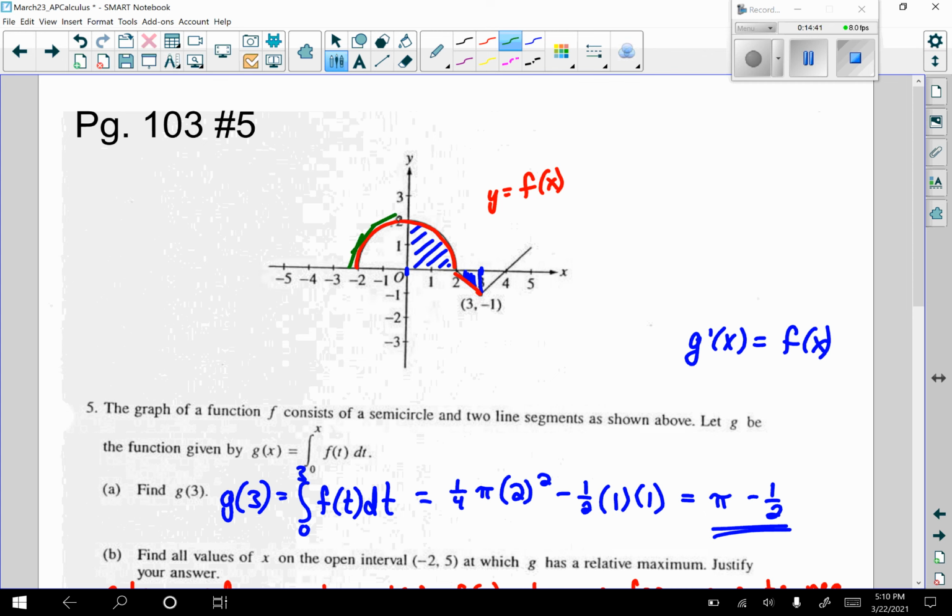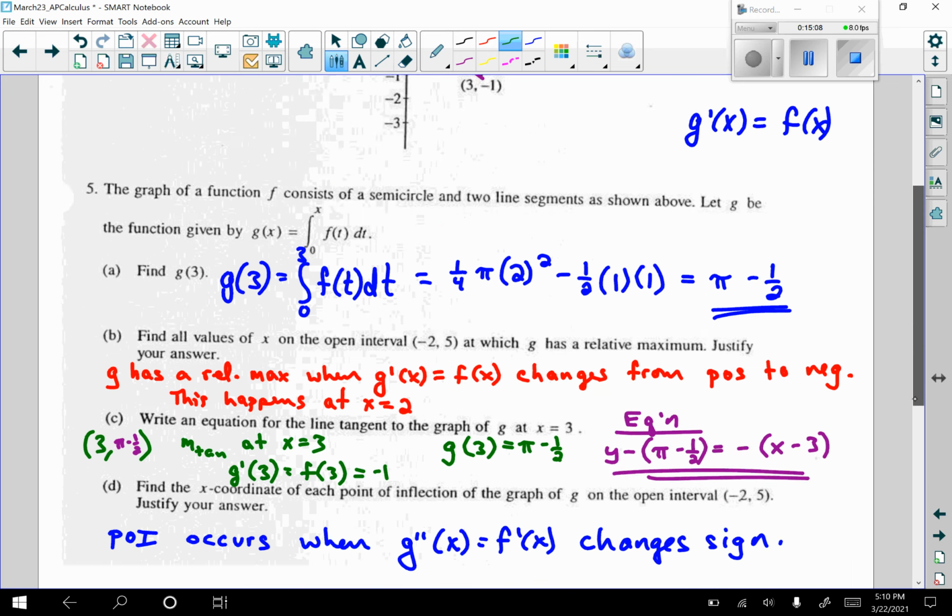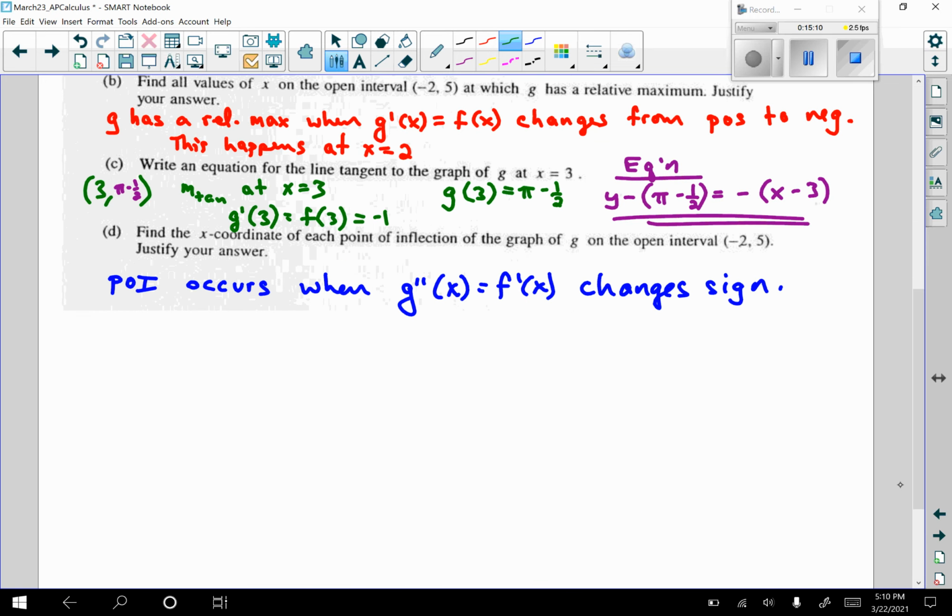All those slopes are positive till we get to a horizontal tangent line at x equals 0. So right now we would say f prime of x is positive. Then afterwards, all of our tangent lines have a negative slope. F prime of x is negative. Still from 2 to 3, they're still negative, but then they turn back to positive at 3. So we would say, based off of this, point of inflections occur when g double prime of x, which is equal to f prime of x, changes signs. So this is at x equals 0 and x equals 3.